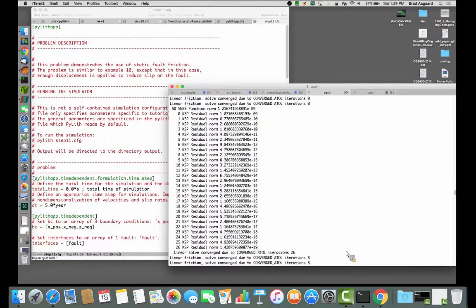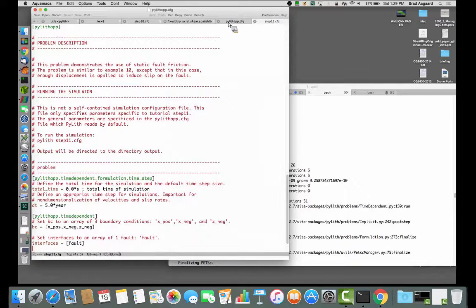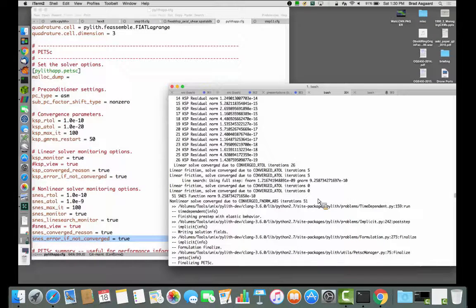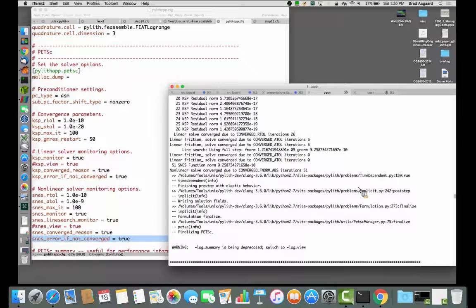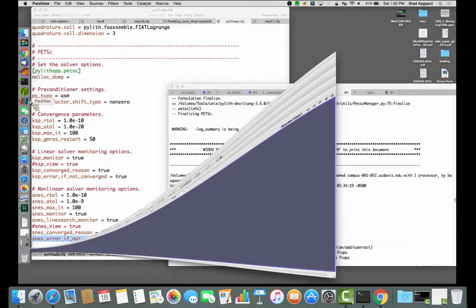So here we are. It took 51 nonlinear iterations. You can see here was our inner friction solve. It was converging in 5 iterations, converged to absolute tolerance. So I believe in this case, yes, we do have SNES error if not converged turned on. So the fact that we ran all the way through is an indication that the solution never diverged in either the linear or nonlinear solves through that entire 51 iterations. So let's look at the results.